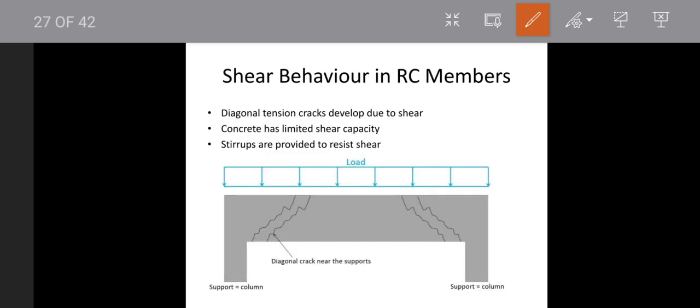So shear behavior means the diagonal cracks which will develop nearer to the support, not at the support; they will be created nearer to the supports. Here if you see, the crack is formed at 45 degrees. So this 45-degree crack will represent the shear failure of the structure. In order to overcome this shear failure, we need to provide the stirrups, which will support the concrete to hold it in position and overcome the additional shear.